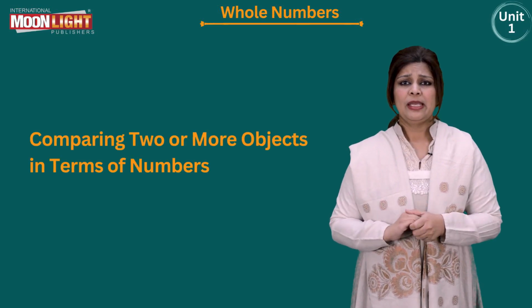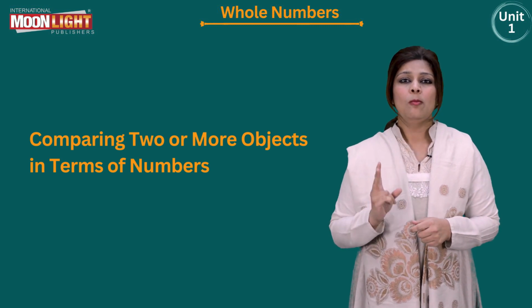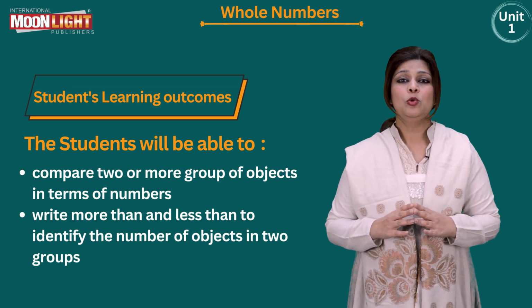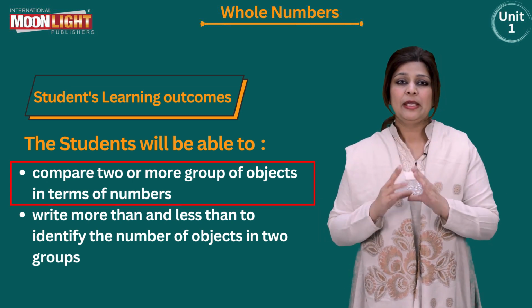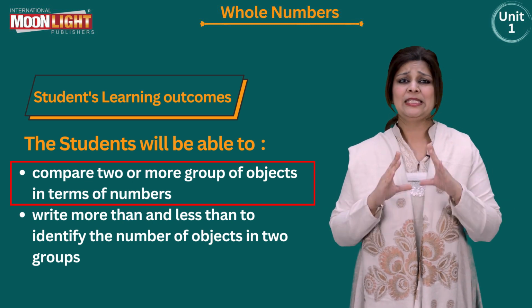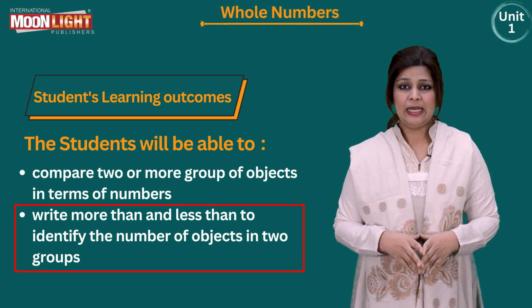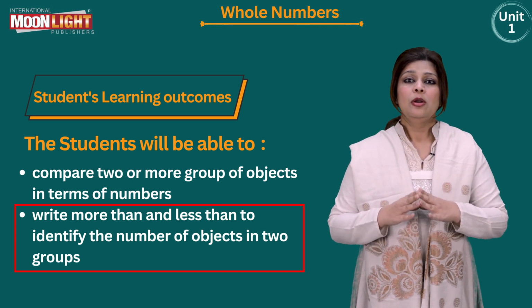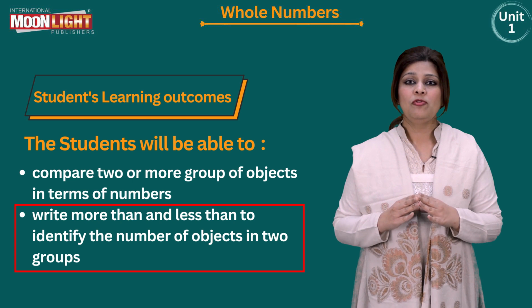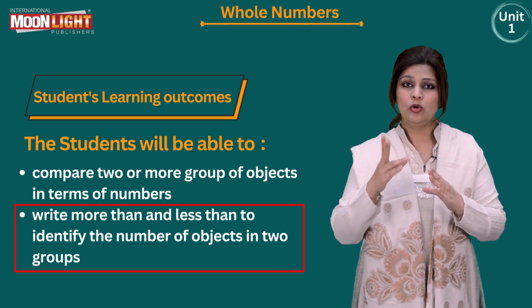Today, my topic is comparing two or more objects in terms of numbers. By the end of this lesson, you will be able to compare two or more than two groups of objects in terms of numbers, and you are going to write more than and less than to identify the number of objects in two groups.